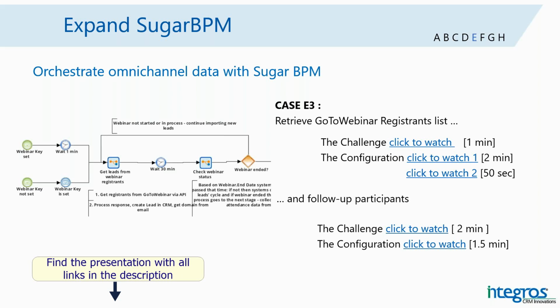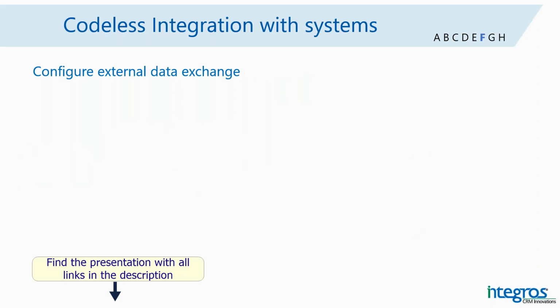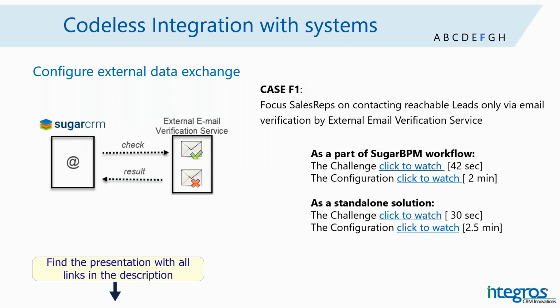And actually, exchanging with external systems leads to my next point, which is codeless integration with systems. If you think that only a developer could integrate two systems with each other, you can actually configure it. For example, the first case, again, is to help the sales rep focus only on truly reachable leads. And this example was considered in two cases. The first one as a part of Sugar BPM, where we extended the lead routing process. And the second one as a standalone solution, when the email address was sent for verification to an external email verification service and the response returned back into the CRM to make a decision on next steps based on those results from the external verification service.